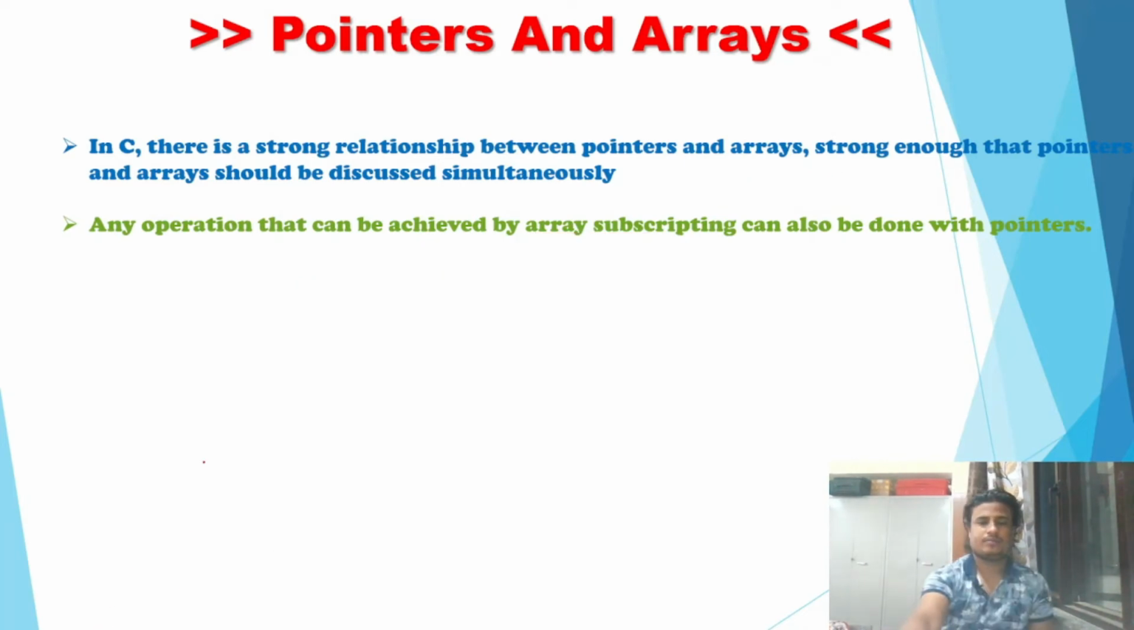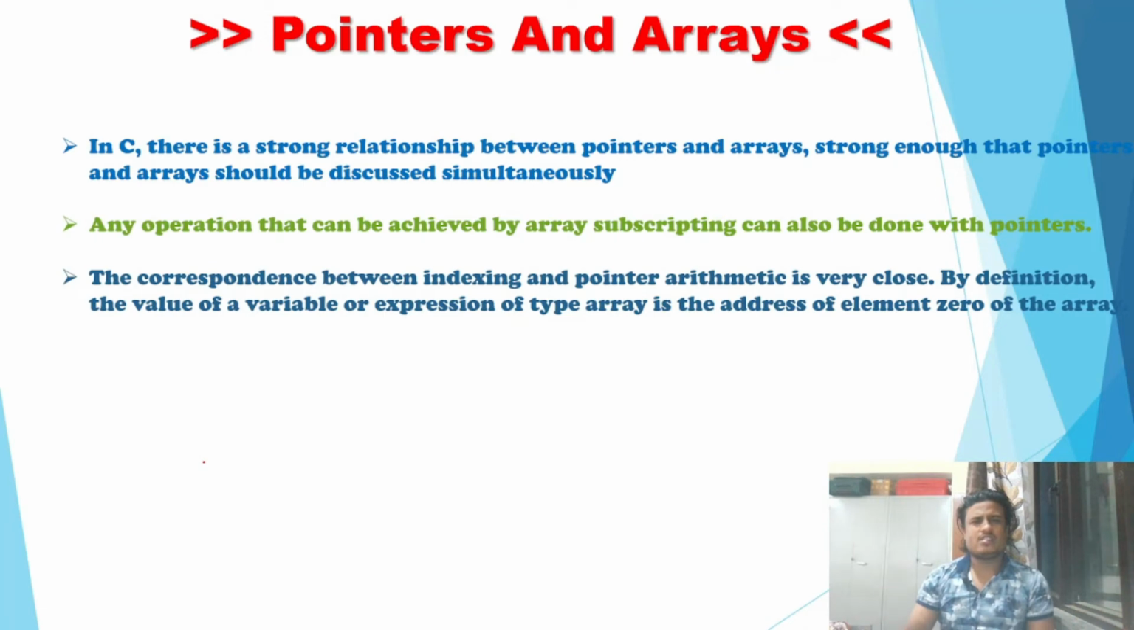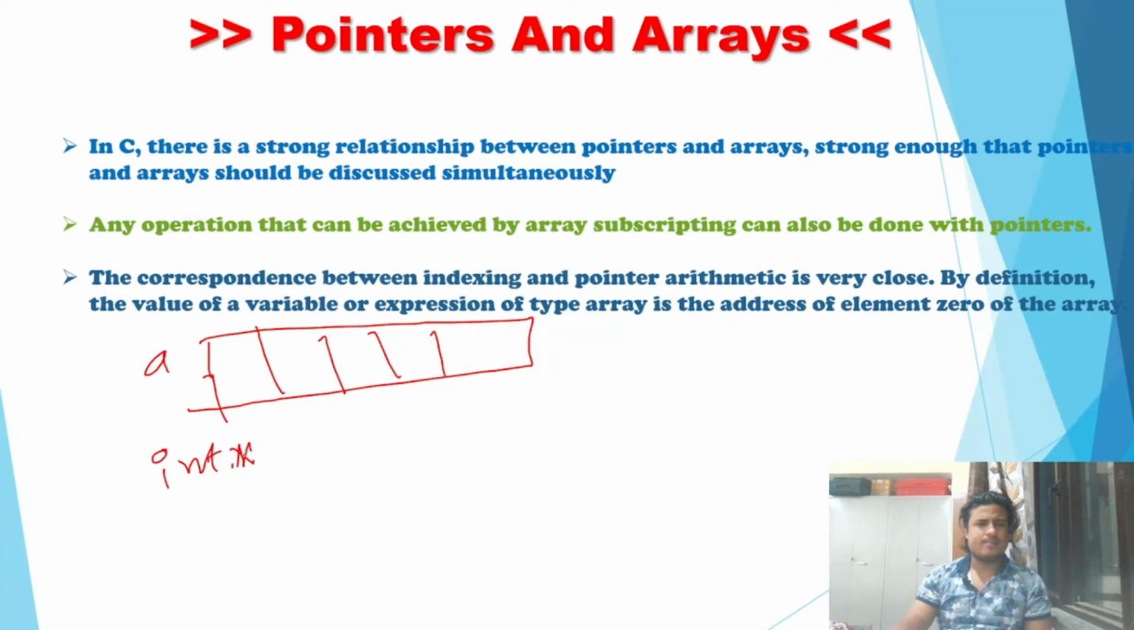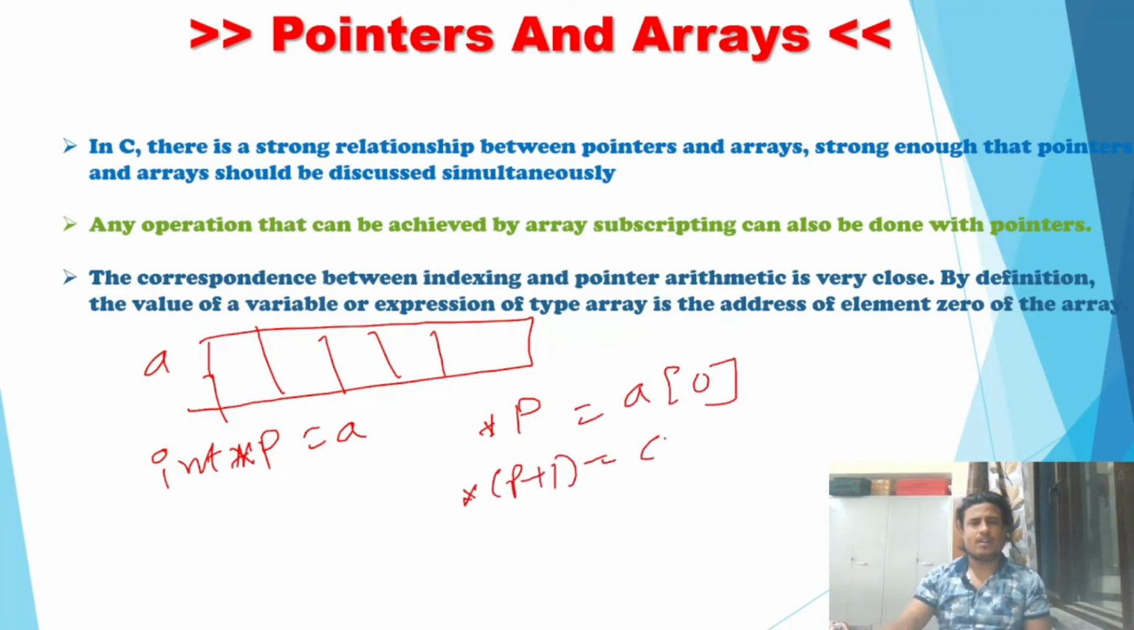Now moving on. The correspondence between indexing and pointer arithmetic is very close. By definition, the value of a variable or expression of type array is the address of element 0 of the array. What I have told you is that if you declare an array a, and declare a pointer int *p assigned to a, then the value of p is a[0] actually, and the value of p plus 1 will be a[1]. In this way it will work.